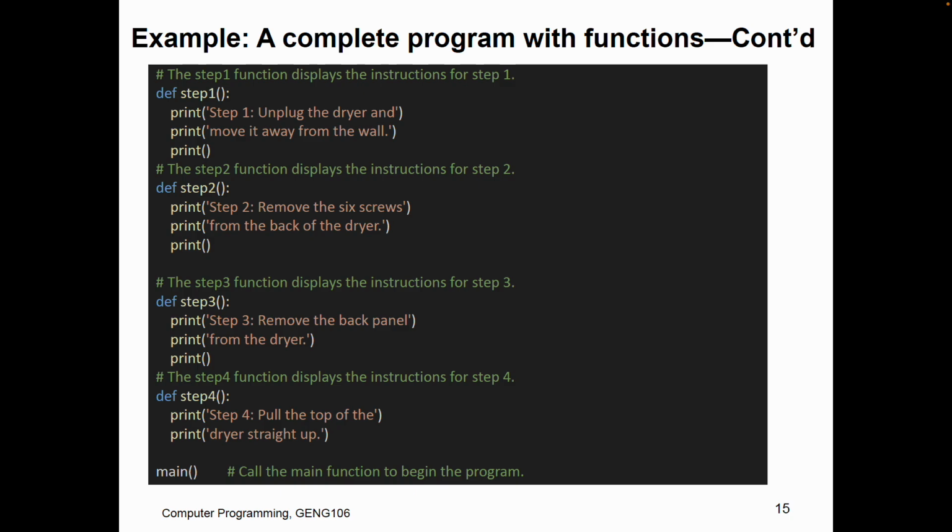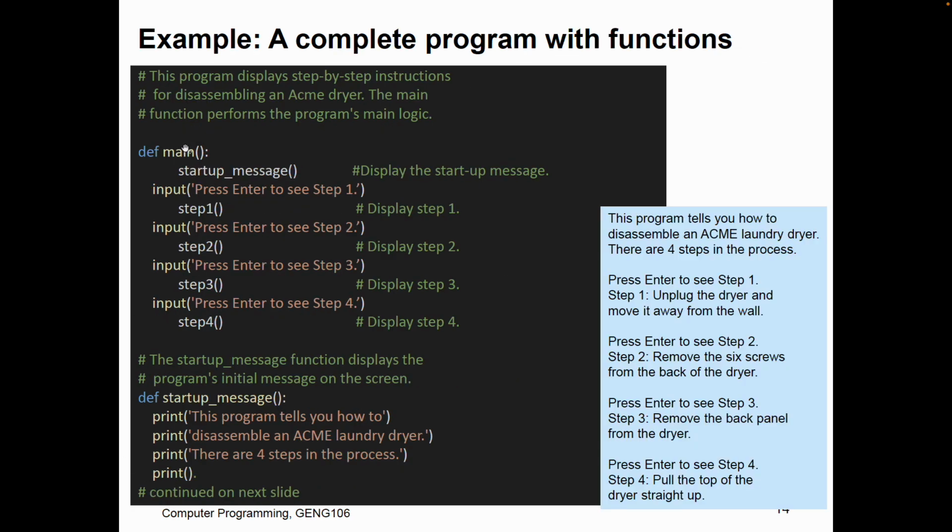So here it is. Now we call the main function. Okay, my code starts here. So now I can go and try to understand. Okay, we are calling the main function, so I need to go to the main function. In the main function, it calls startup message. So I need to jump to the startup message. And then we print this. This program tells you how to assemble an ACM laundry dryer. There are 4 steps in the process. Okay, I'm done with this startup message.